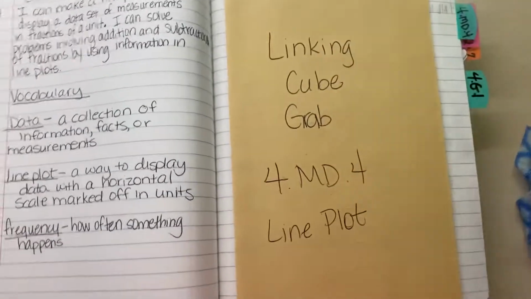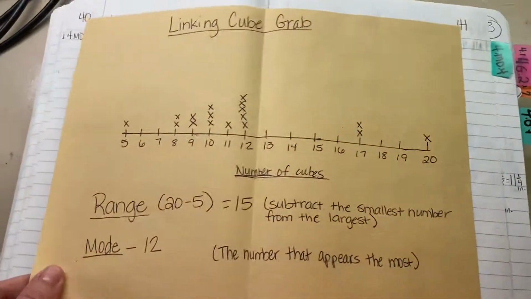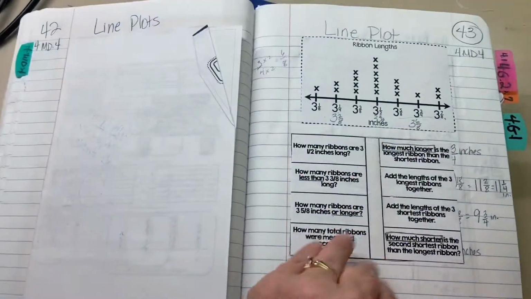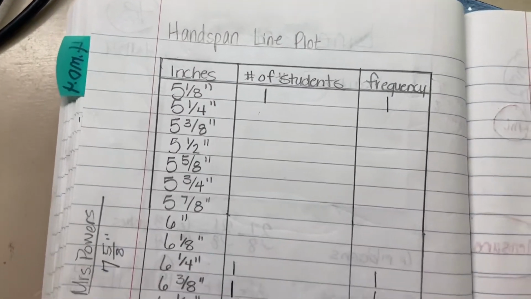Vocabulary. I mentioned when we were doing linking cubes about this linking cube activity where we grabbed the cubes out. So this is what they had in their notebook. Some other line plot type activities. This is when we did their handstands.